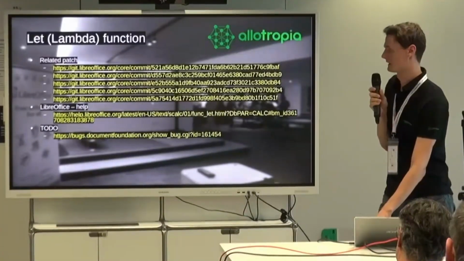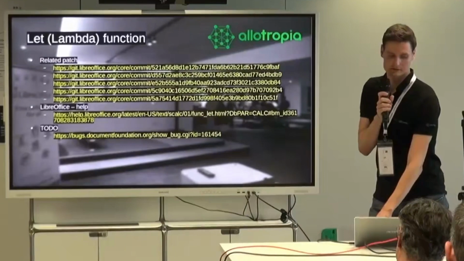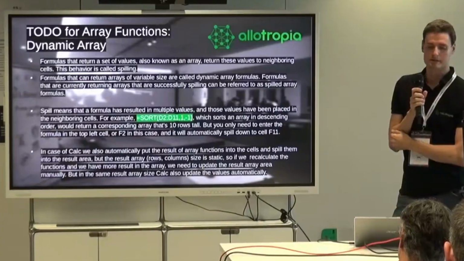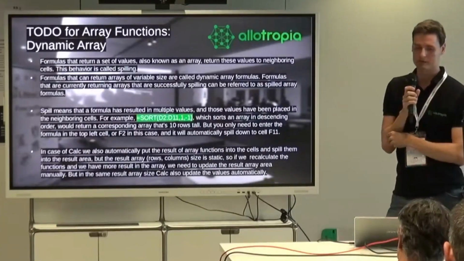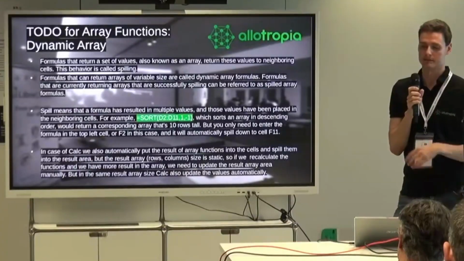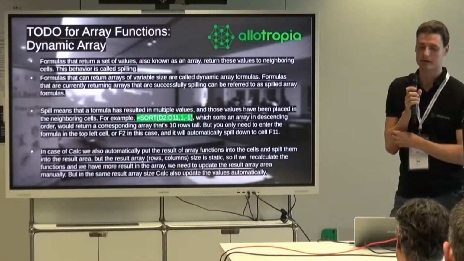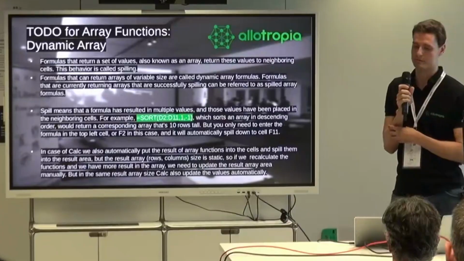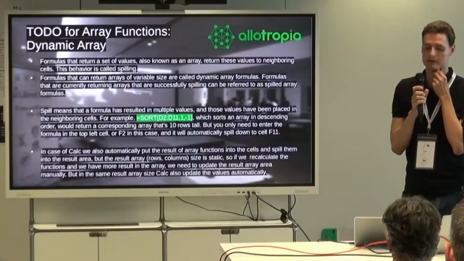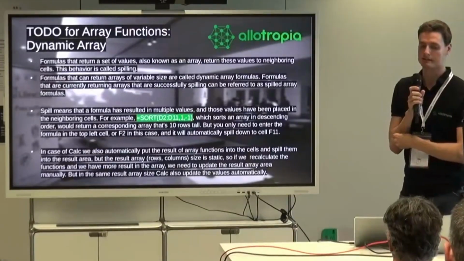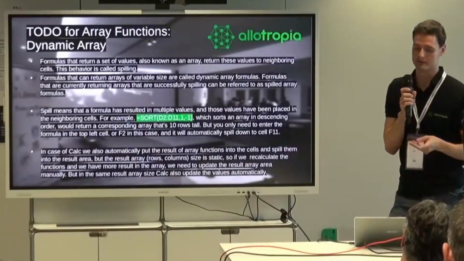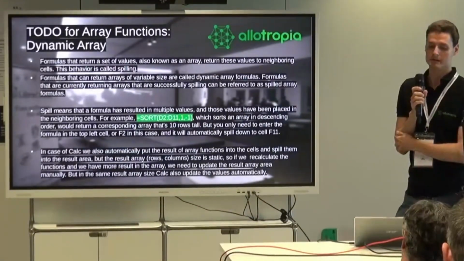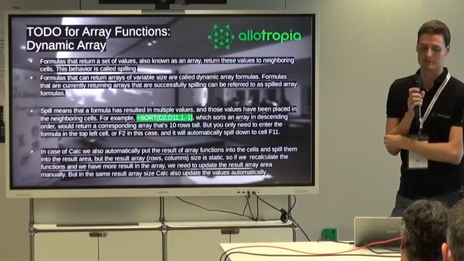And here are some links to the let function, and some remaining bugs, and what to do. Some part is still missing for the new array functions, which in Calc is not implemented yet. This is called dynamic array. In the case of Calc, we also automatically put the results of array functions into the cells and spill them into the result area, but the result array size is static. So if we recalculate the function as expected and we have more results in the array, we need to update the results array area manually, or we have to tell the user that there is more data in the array.